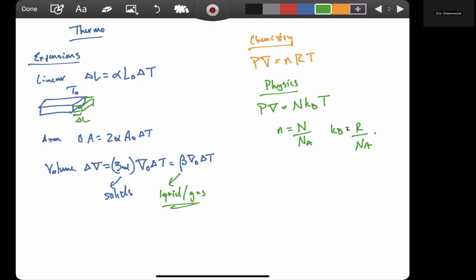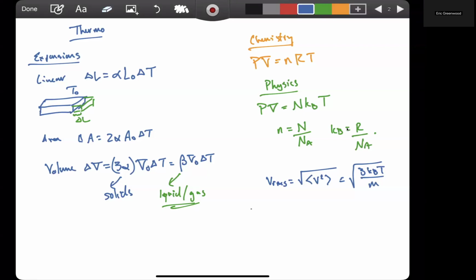Good. Then we looked at the microscopic version, where the most important thing out of there is the RMS value. In this case, we said that the RMS velocity, which is equal to the square root of the average velocity squared, is equal to the square root of 3 times Kb times the temperature divided by the mass. So this is this guy here.